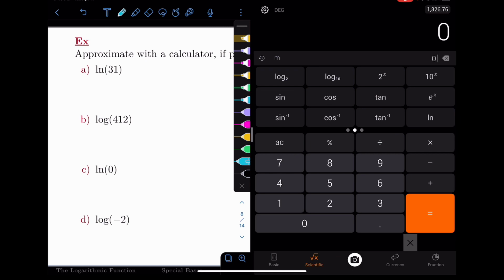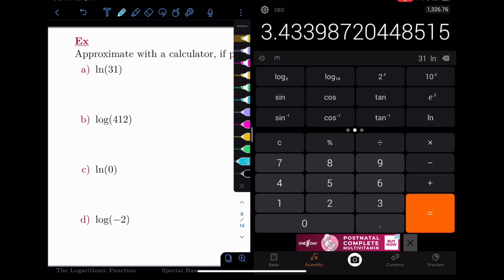So I want to evaluate these to 2 decimal places just to be safe. For the first one, what I have to do is input my inside first, and then I press my ln button. So ln of 31 is going to be about 3.43.